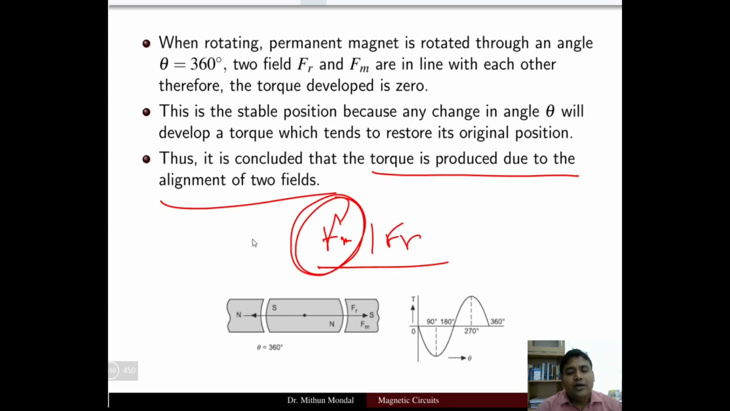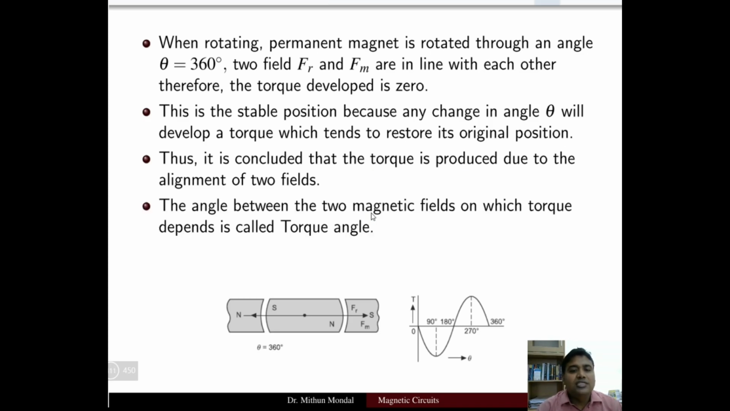FM is produced by the permanent magnet and FR is the rotor field, which is produced due to the change of the torque angle. So again the torque angle is basically due to the interaction between the two magnetic fields. So here we can see the angle theta with respect to the torque. So here the angle will be like this. So you have completed from 0 to 360 degree.